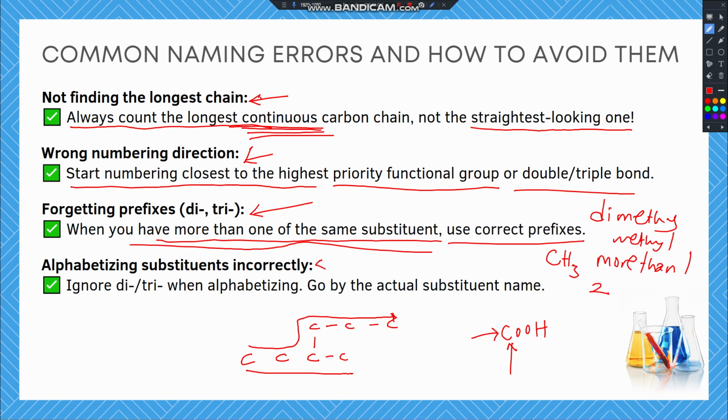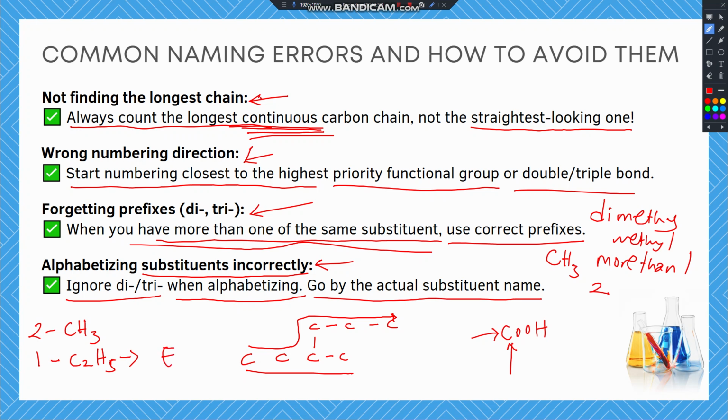And then finally, we have the mistake that students make is that they alphabetize substituents incorrectly. When you are alphabetizing, go by the actual substituent name. Ignore di or tri. Now, here is what we mean. Let's say you have two methyl substituents present, and then you have one ethyl substituent present. Ethyl starts with the letter E, while methyl starts with the letter M. When you want to identify the presence of methyl, since it is two, you are going to say dimethyl. And when you want to identify the presence of ethyl, you just say ethyl straight.